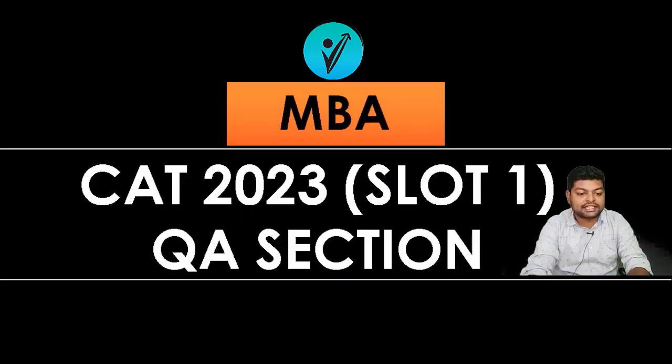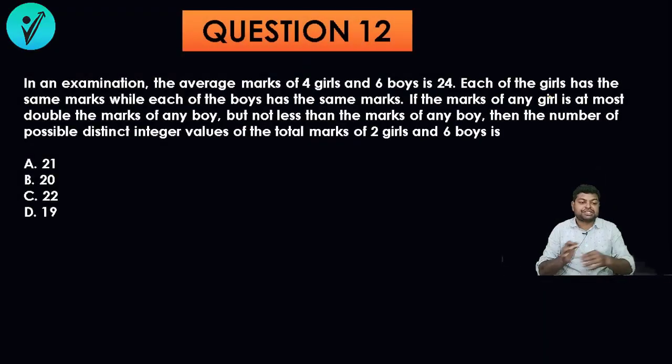Alright, so this is slot 1 of CAT 2023. So let's take question number 12. Now again we'll be using the same method which is DRS method. So what the question says is that in an examination, the average marks of 4 girls and 6 boys is 24.